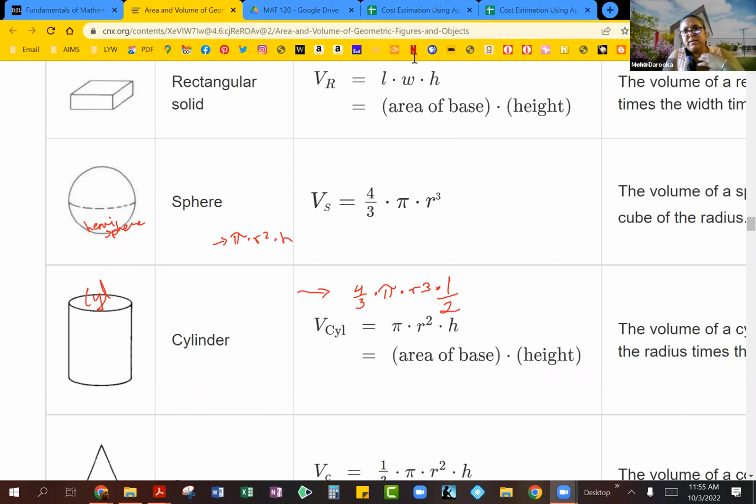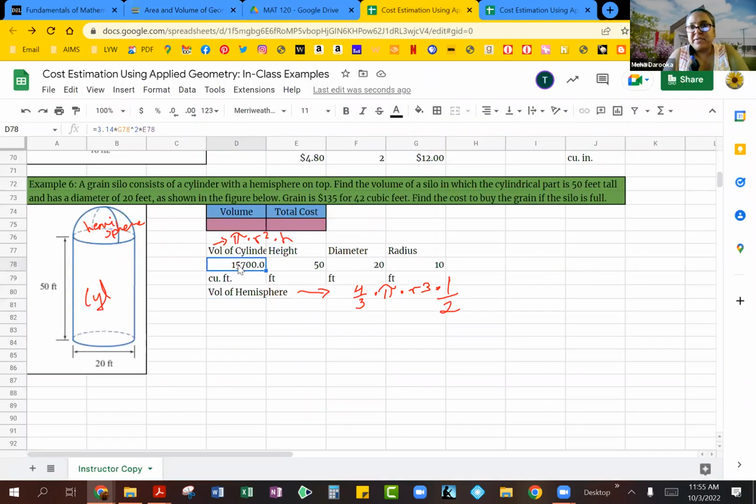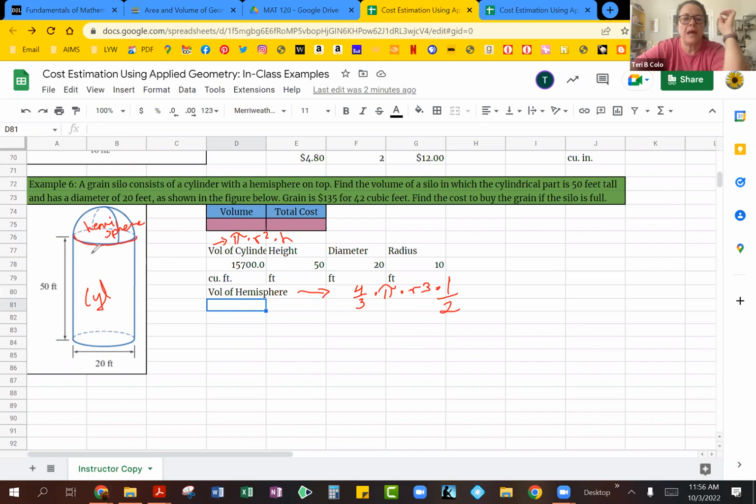Terry, you raised your hand? Yeah, we're figuring out the cylinder, right? So the cylinder was the 15,700. So this is the volume for the cylinder. I know, but if we're multiplying it by the 4/3, that's not a cylinder, right? That's only for the upper half, the hemisphere. Yeah. Okay. That's where my confusion is, because when I did the sphere, which is what I thought we were doing last, we were doing the 4/3. Oh, okay. Never mind. I see what I did. Sorry. Okay.